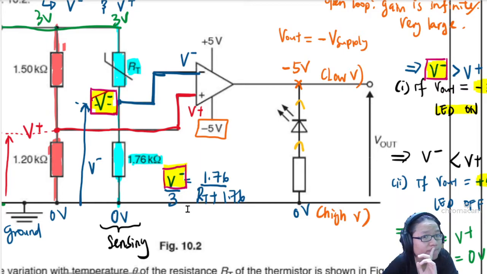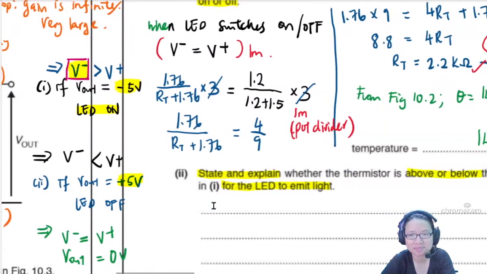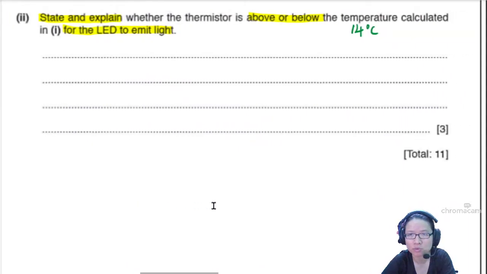If you're thinking the number underneath here, RT, should be smaller so that V minus is bigger, you are right. Okay, so I'm going to write that down first. I'm just going to find a place to squeeze it in.